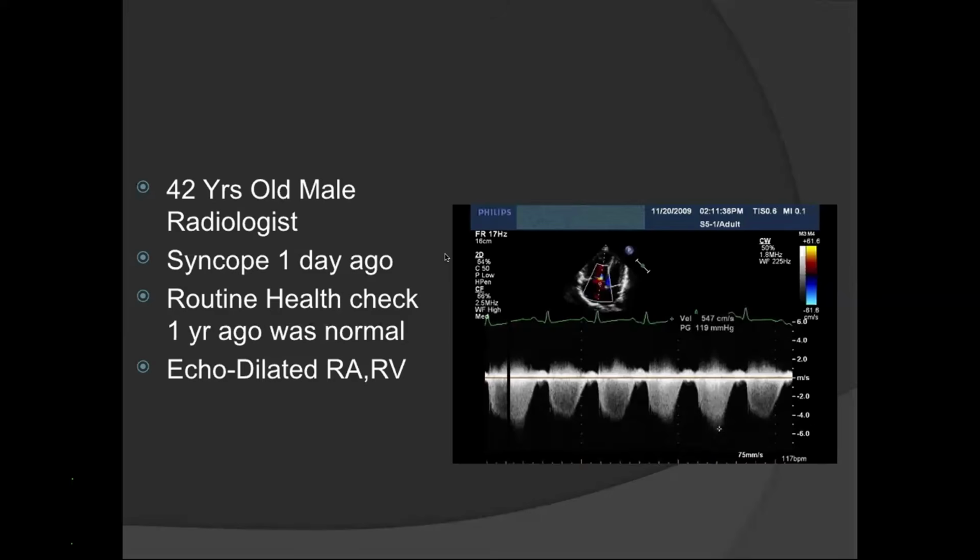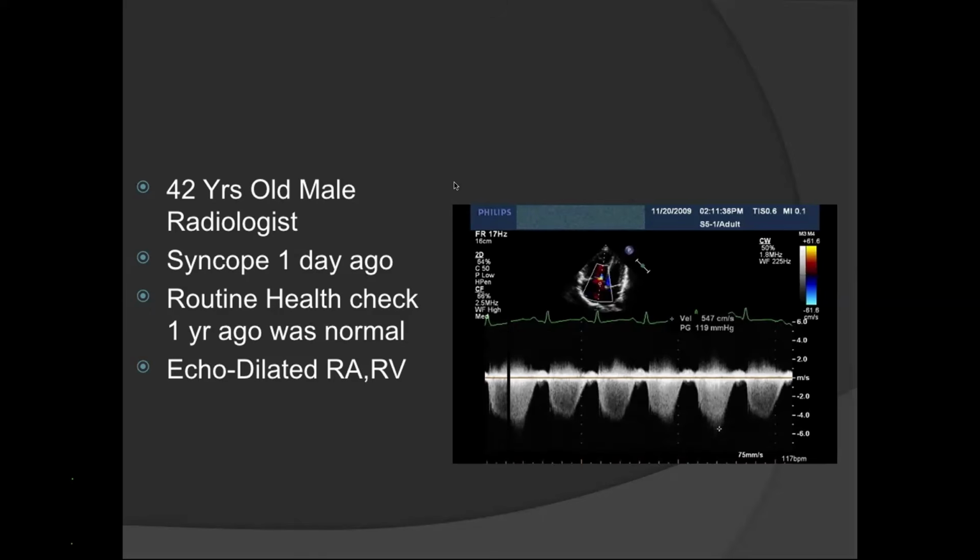Routine health check 1 year ago was normal. What we commonly have in routine health check is lipid profile, HbA1c, kidney function, ESR, and CRP. And if all that is normal, we assume everything is fine with us. But echo reported a dilated right atrium and right ventricle.